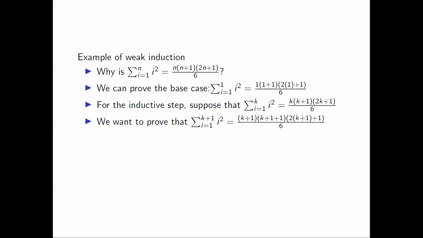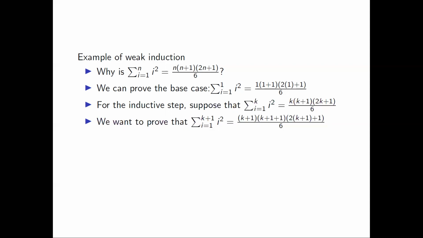So it's the same thing that we have in the previous line, but we're replacing the k's with k plus 1. So we're trying to show that p of k implies p of k plus 1, where our p of n proposition is that the sum from i equals 1 to n of i squared equals n times n plus 1 times 2n plus 1 over 6.